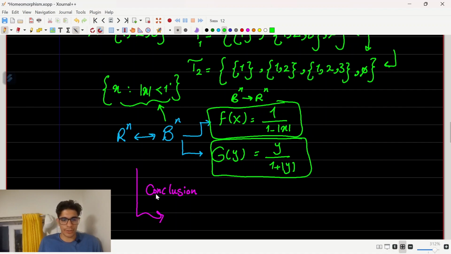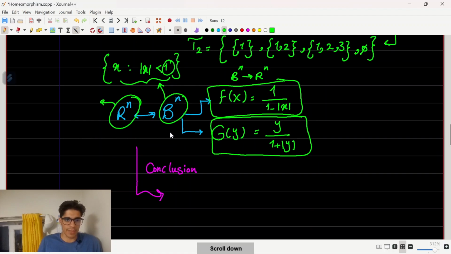And there is a conclusion from this. As you know, this thing right here has a bound, which is 1. But this space does not have any bound on it. So the conclusion will be that boundedness is not a topological property.